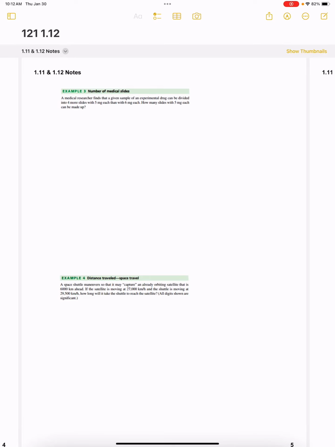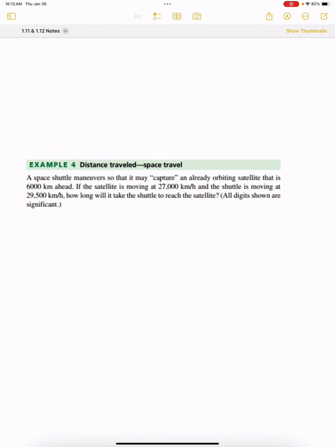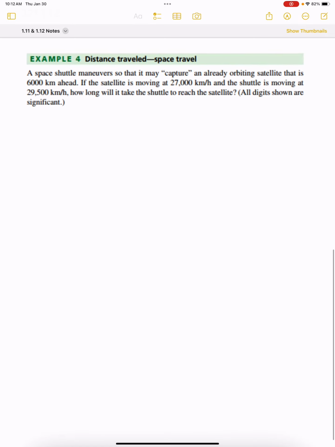All right, so we're going to pick up in the notes talking about distance. A space shuttle maneuvers so that it may capture an already orbiting satellite that is 6,000 kilometers ahead. If the satellite is moving at 27,000 kilometers per hour and the shuttle is moving at 29,500 kilometers per hour, how long will it take the shuttle to reach the satellite?